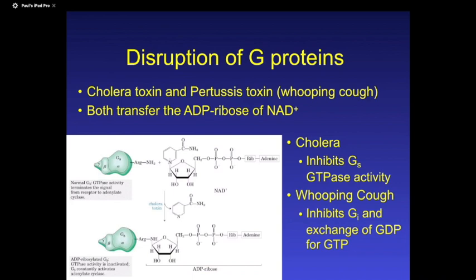They do this by covalently modifying the actual protein itself. We'll take one of the R groups and it will add on, in this case, a portion of the electron carrier, and that will disrupt the binding events and how it all works. So these are diseases that can be associated directly with G protein disruption.